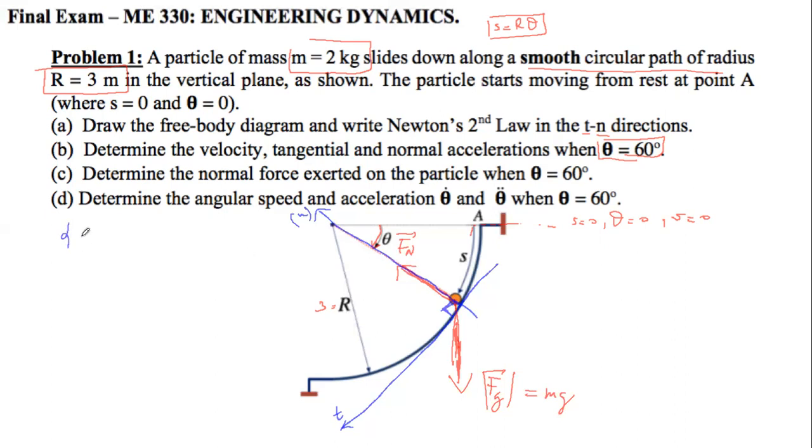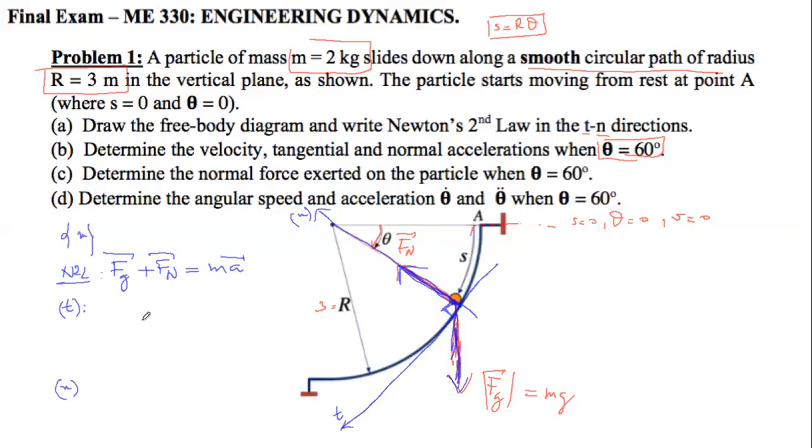So the system is a particle of mass m. We have drawn the free body diagram. Only two forces: gravitational force, which is down, and normal force, which is on the normal direction. Newton's second law: weight plus normal force is equal to ma. So let's project it along the tangential direction, and let's project it along the normal direction.